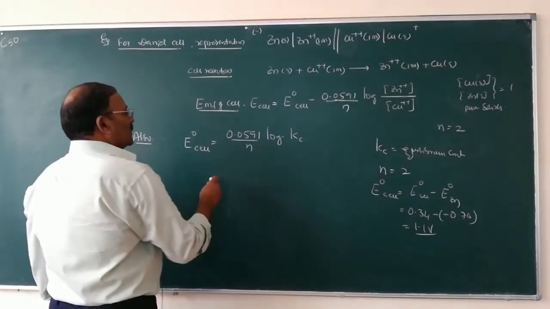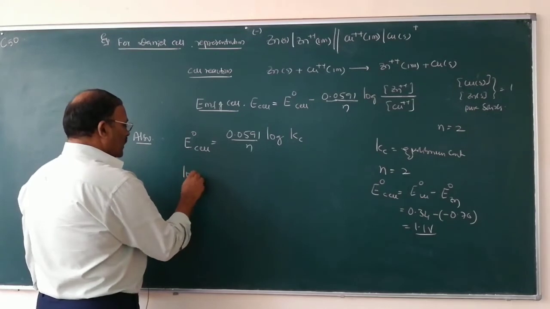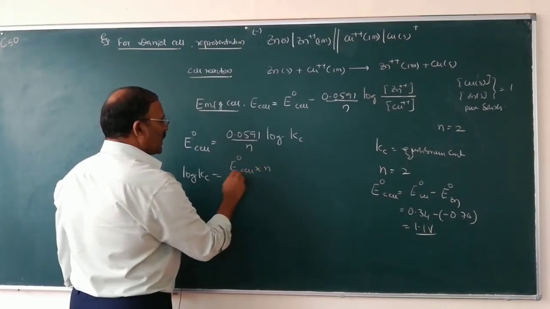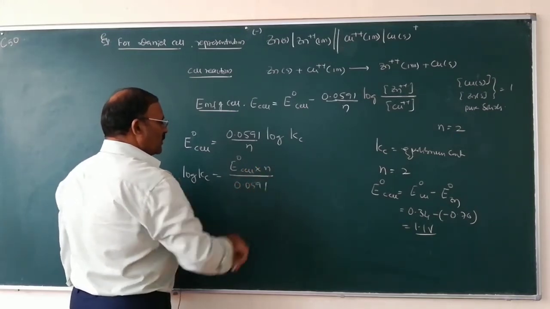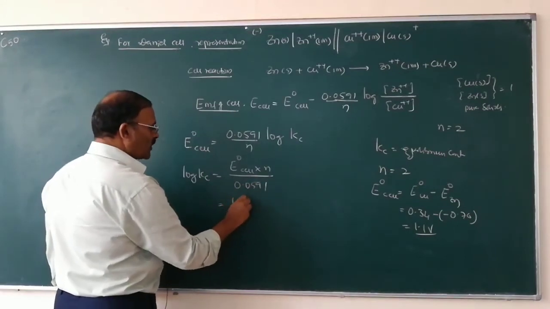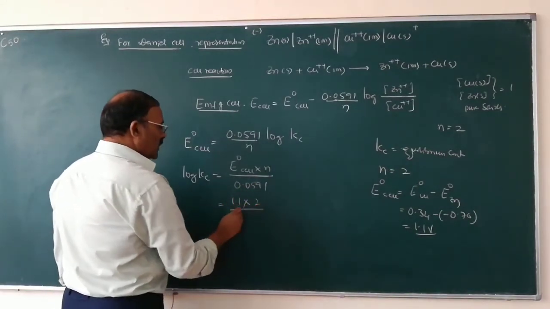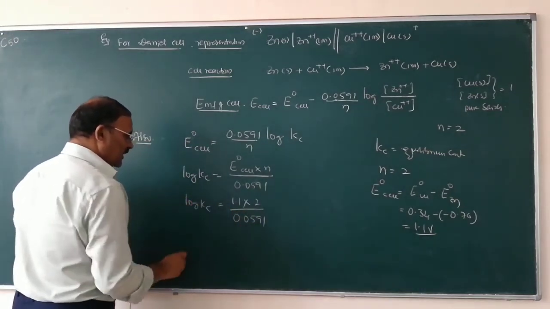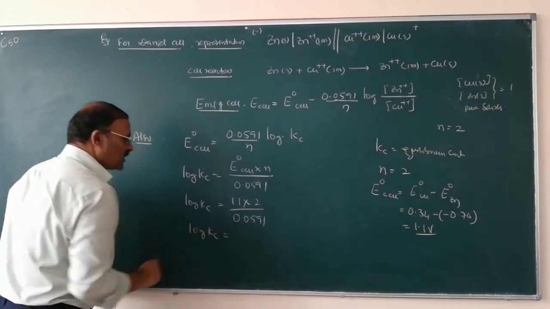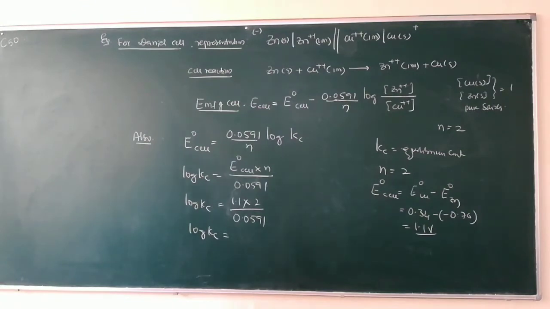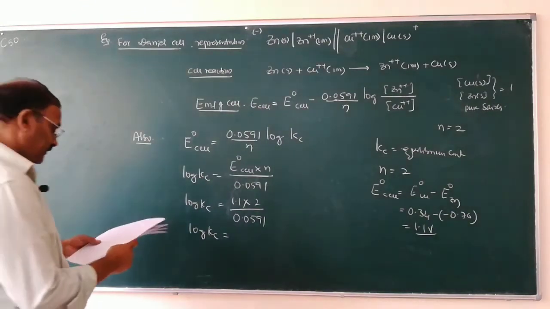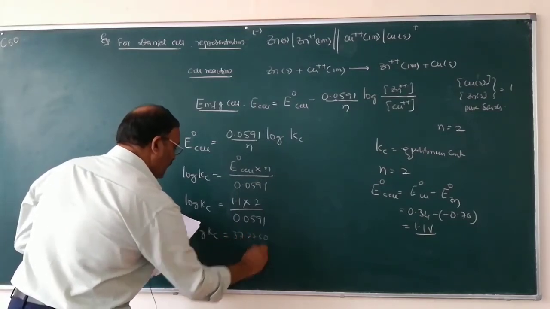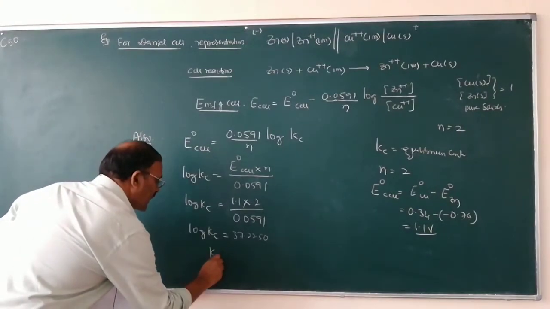Then what is log Kc? Log Kc is equal to E0 cell into n divided by 0.0591. So what is E0 cell? 1.1, and n is equal to 2, divided by 0.0591. So this is log Kc. So log Kc is equal to how much? You will get 37.225.